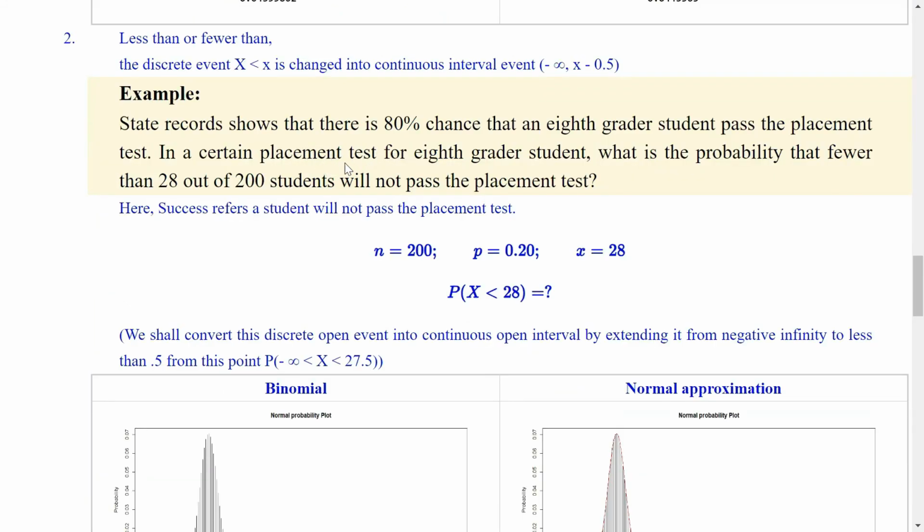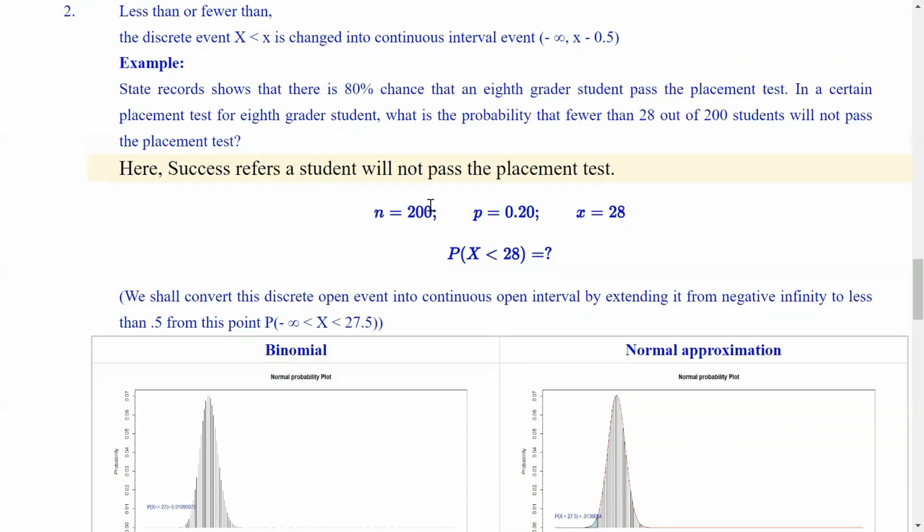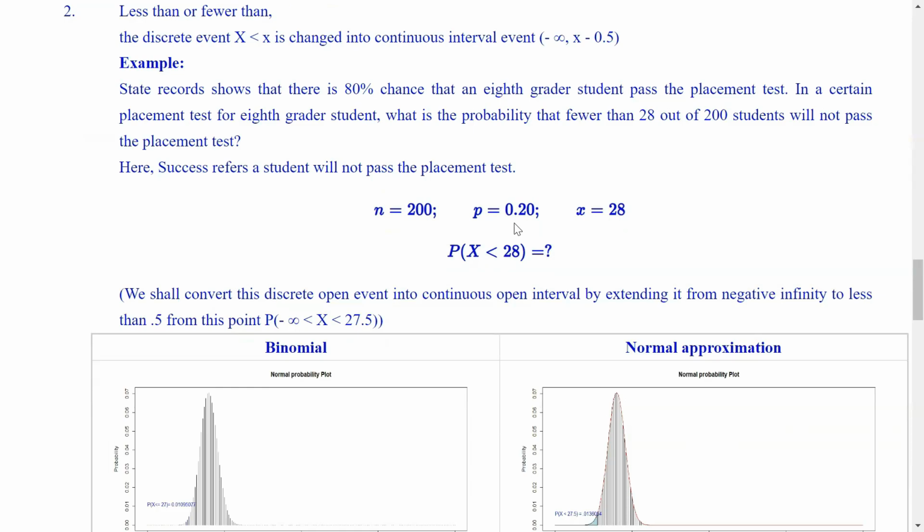Consider this example of a placement test. Here we are interested in finding the probability that fewer than 28 out of 200 students will not pass the placement test. In the past, 20% didn't pass the test. Here, binomial parameters are n equal to 200 and p equal to 0.2.